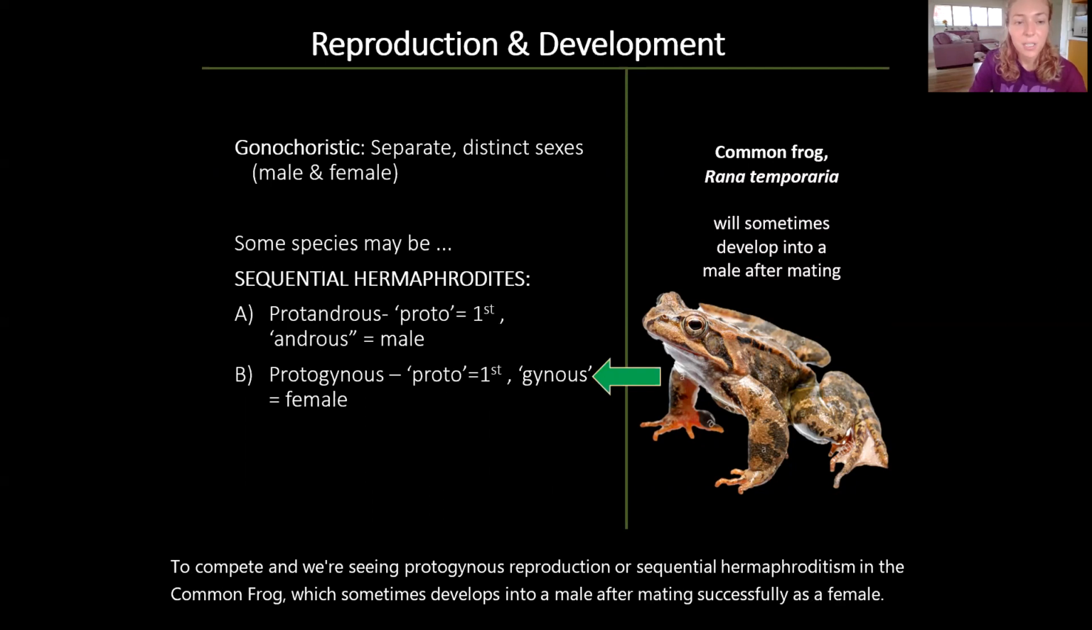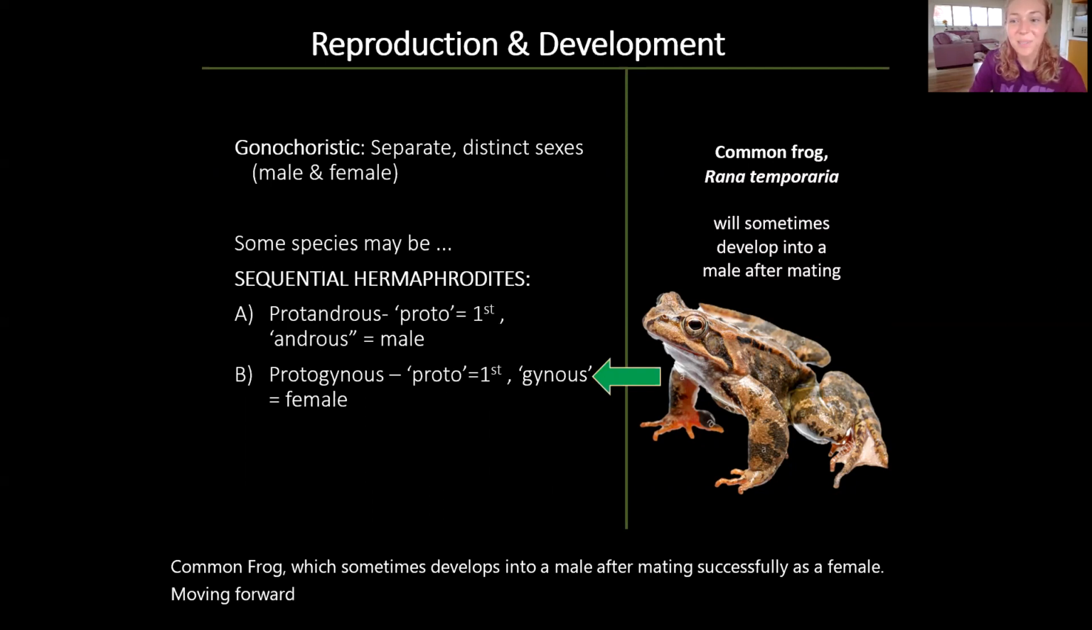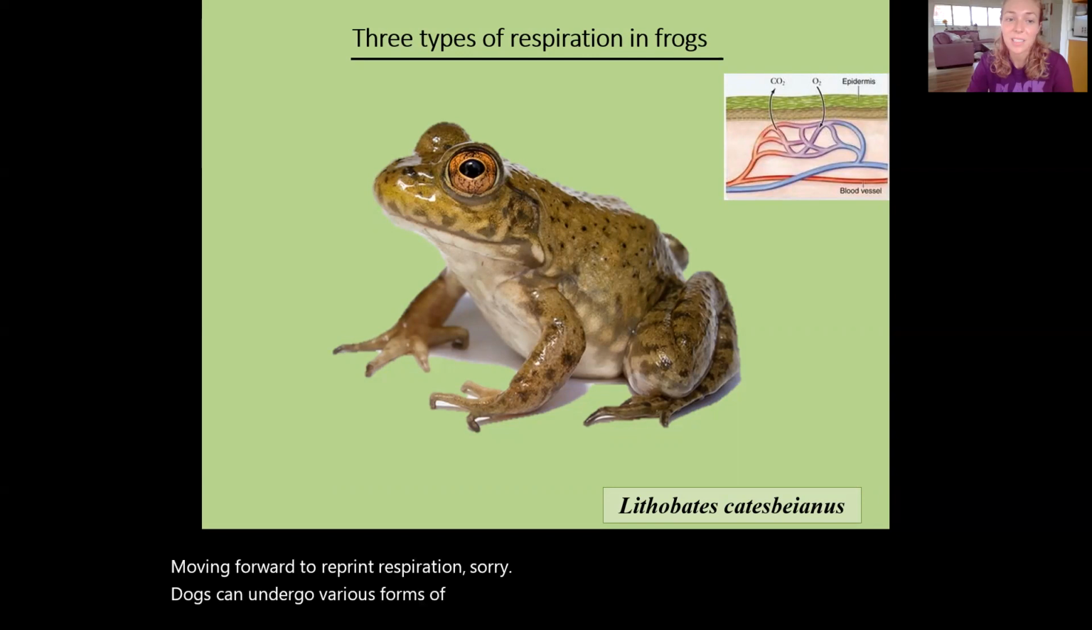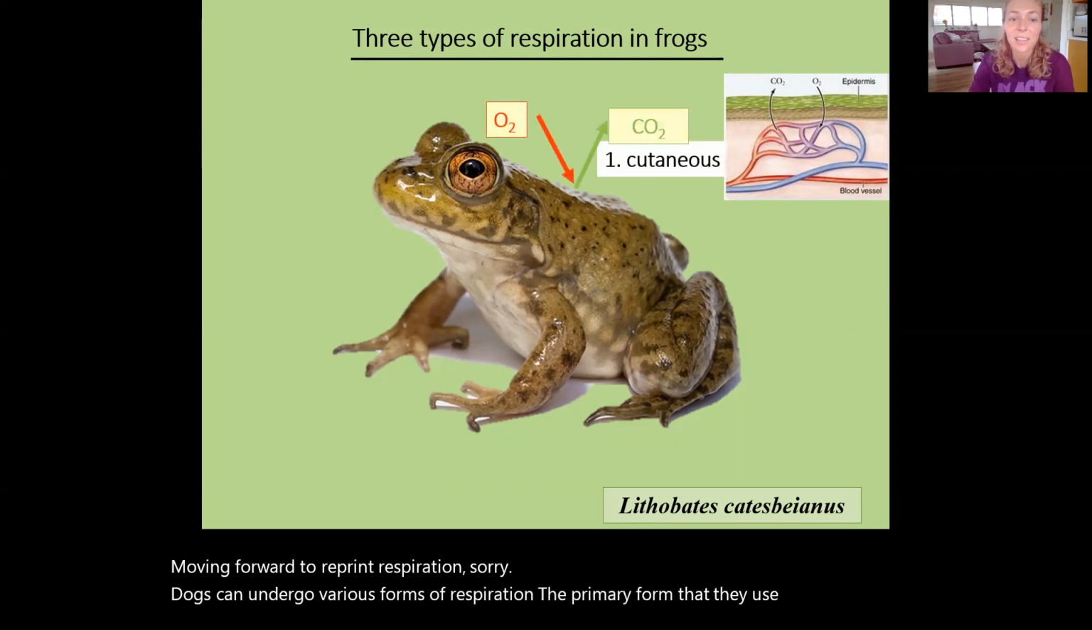So moving forward to respiration, frogs can undergo various forms of respiration. The primary form that they use is cutaneous respiration at the skin surface.